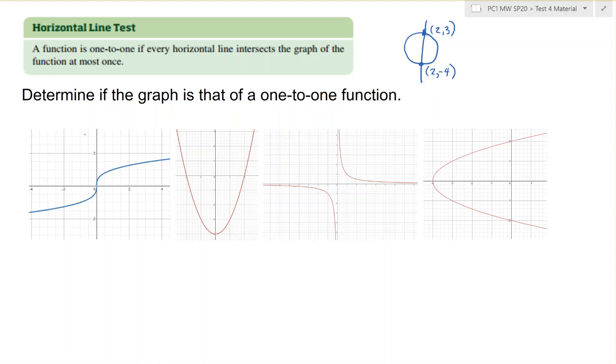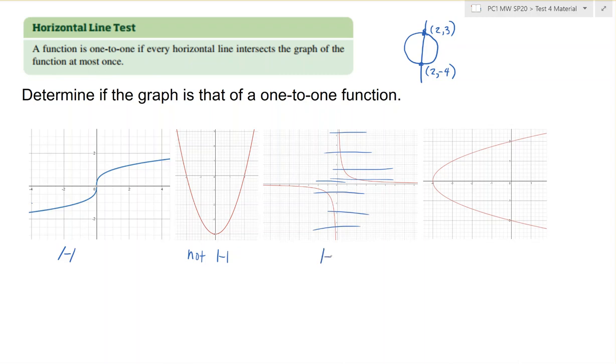The horizontal line test works the same way. Now, if I draw a horizontal line anywhere through this graph, it would only touch once. So this is one-to-one. You can write just 1-1 as shorthand. And this horizontal line is hitting more than one time as you draw it through. So this is not one-to-one. This one is only ever going to hit one time.